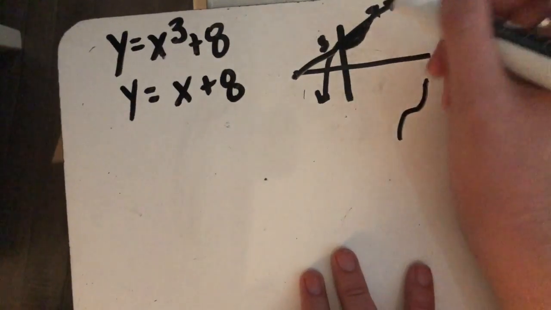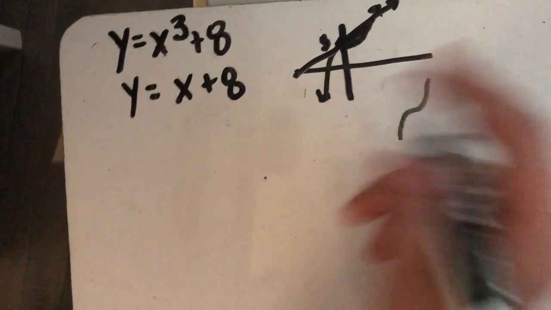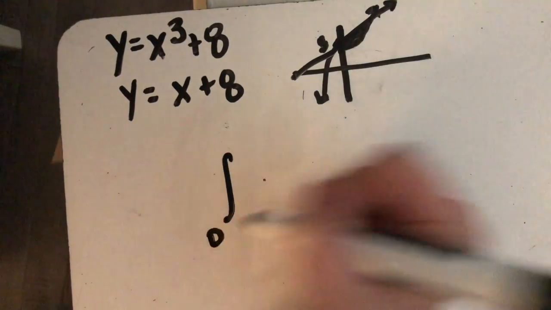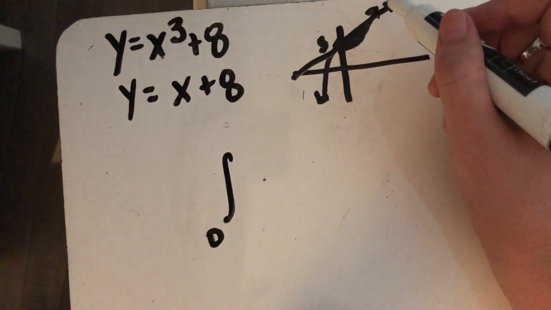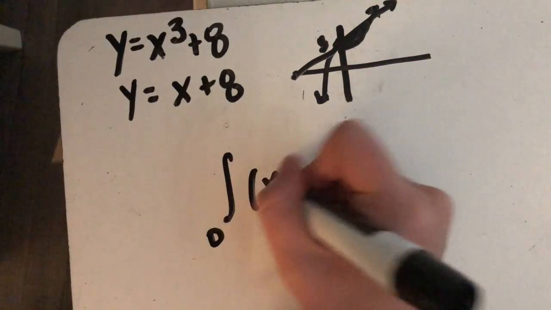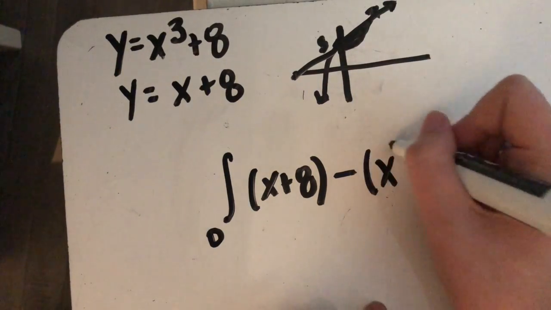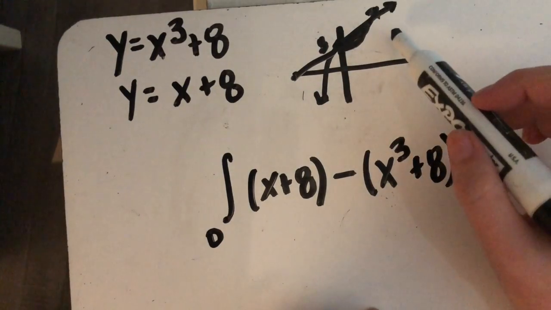So I already can tell from my picture that my starting place is going to be at 0. Right? So when I'm building my integral, I know that the start is going to be at 0. Okay, and we'll prove that algebraically as well. And then thinking about which one is on top, it looks like my line is going to be on top. So I'm going to want the integral of x plus 8 minus x cubed plus 8 dx, and then I'm going to need to figure out where they're intersecting up here.